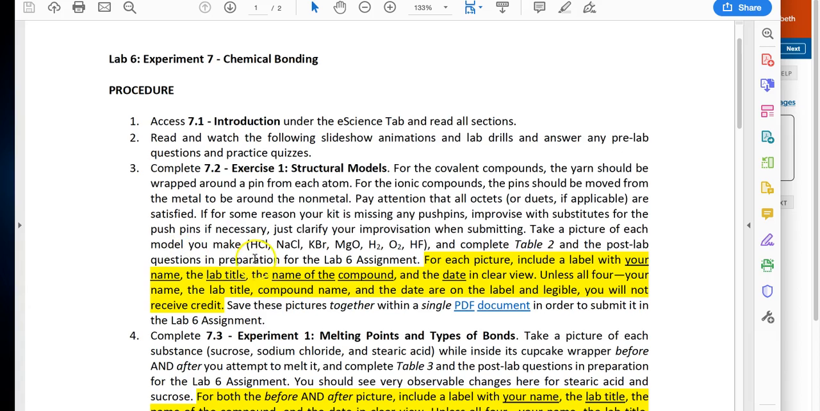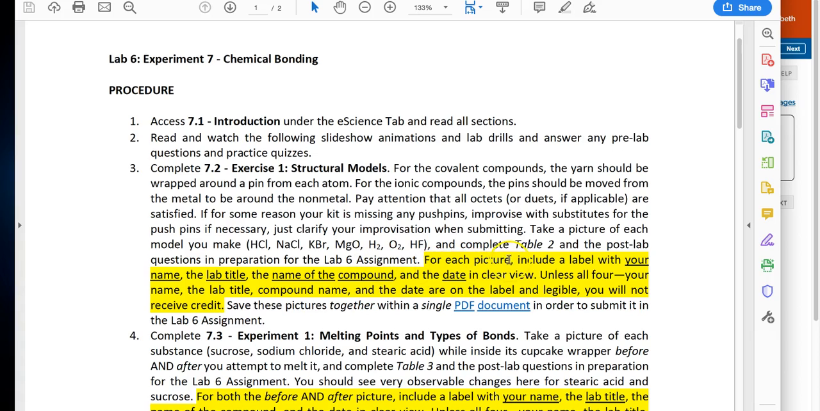Take a picture of each model that you make. So you're making 1, 2, 3, 4, 5, 6, 7 models. You'll have 7 pictures that need to be done, or 7 models made, and you're going to have pictures of each. And you're going to complete table 2 and the post-lab questions to prepare for what's going to be asked in the lab 6 assignment.